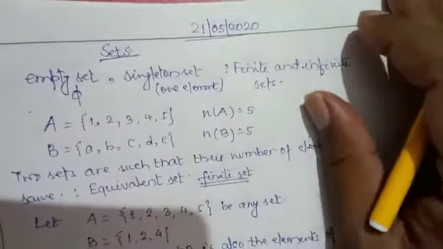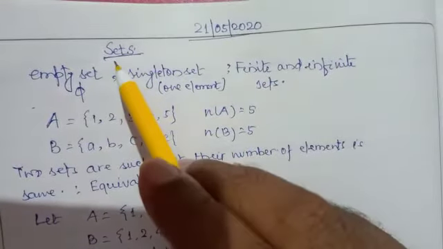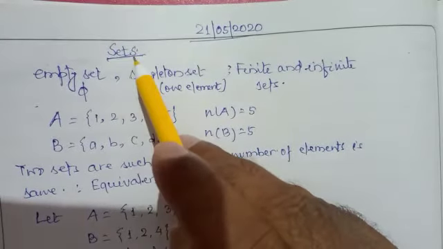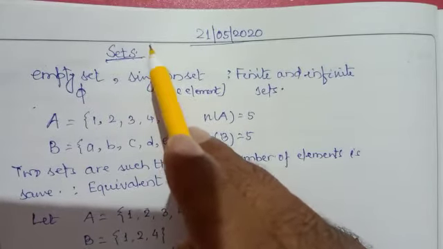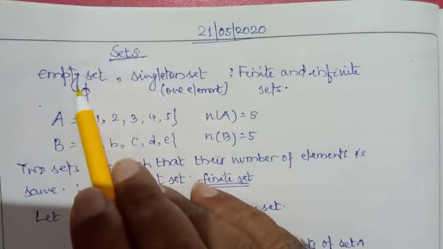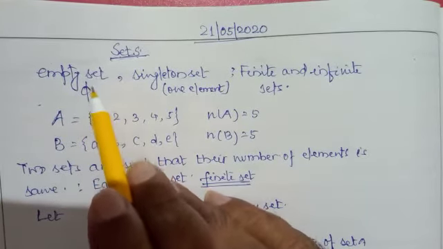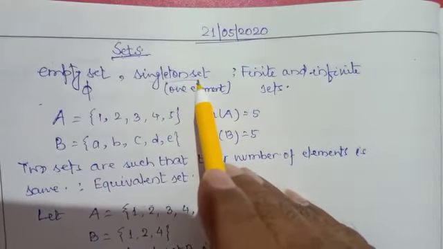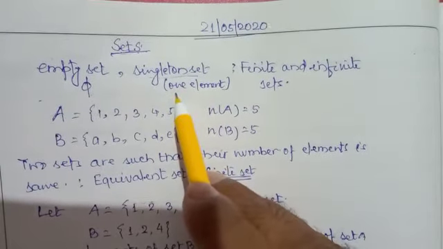Hello, good morning, students. Last day was the introductory class, and we have seen some examples and definitions, like sets. A collection of well-defined objects is called a set. Then we have seen that an empty set means the set having no element, and it is represented by phi. A singleton set means the set which has exactly one element.